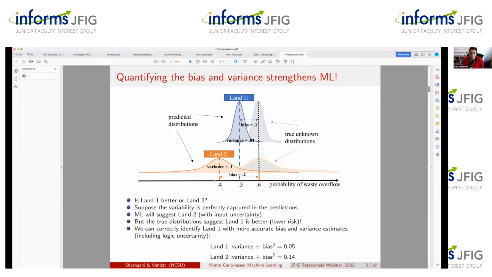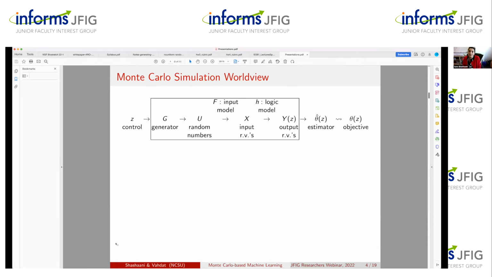I would still be choosing land 2 that I know is not the correct answer. But if I can correctly identify the bias that is also coming from those sources of uncertainty that I mentioned earlier, I will be able to see that, in fact, land 1 is a better choice, and it has much less risk if I incorporate both of these two things, the variance and the bias, right? So this is to illustrate what happens in machine learning, what can be missed.